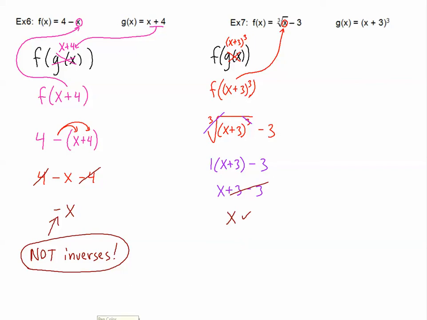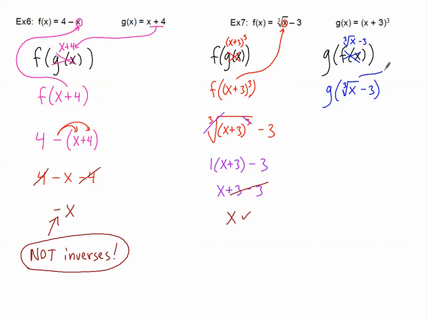But we're not finished. We do need to find the other composition, g of f of x in this case. So I'm going to scratch out the f of x, and let's put the f of x in place of that. This is the cube root of x minus 3. So the cube root of x minus 3. So g of the cube root of x minus 3.